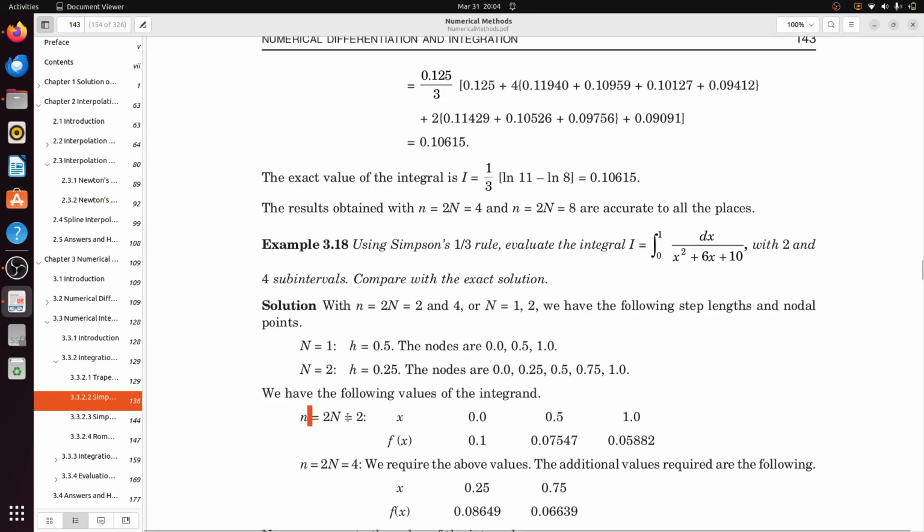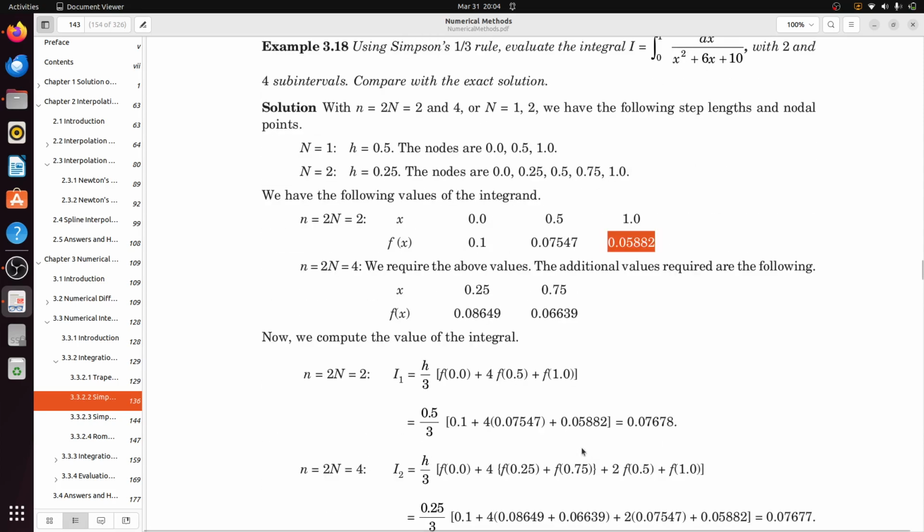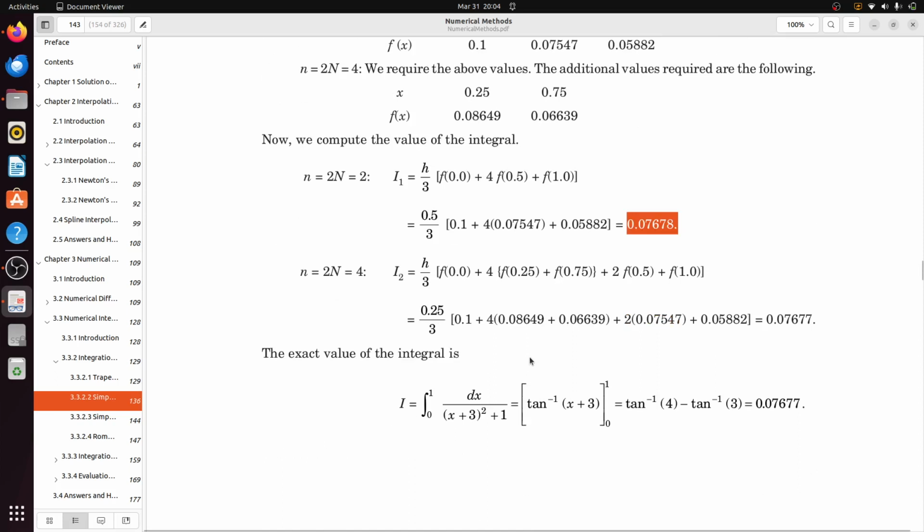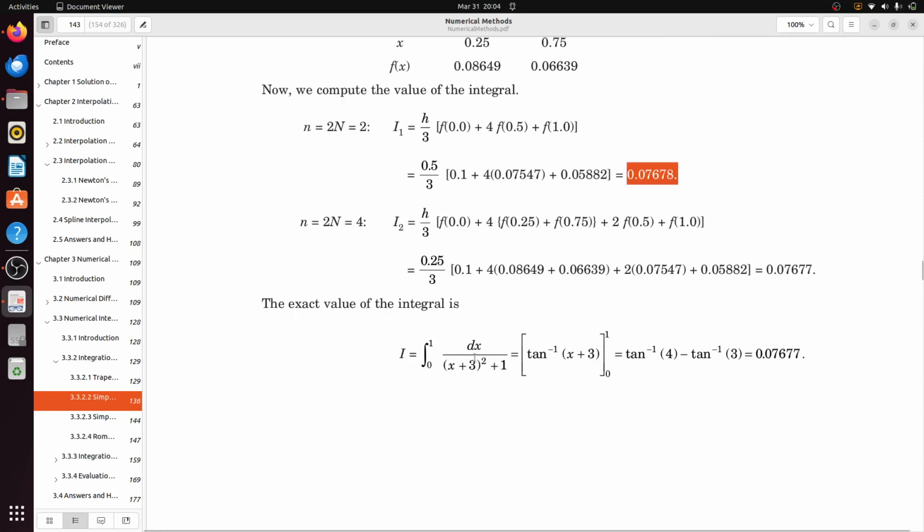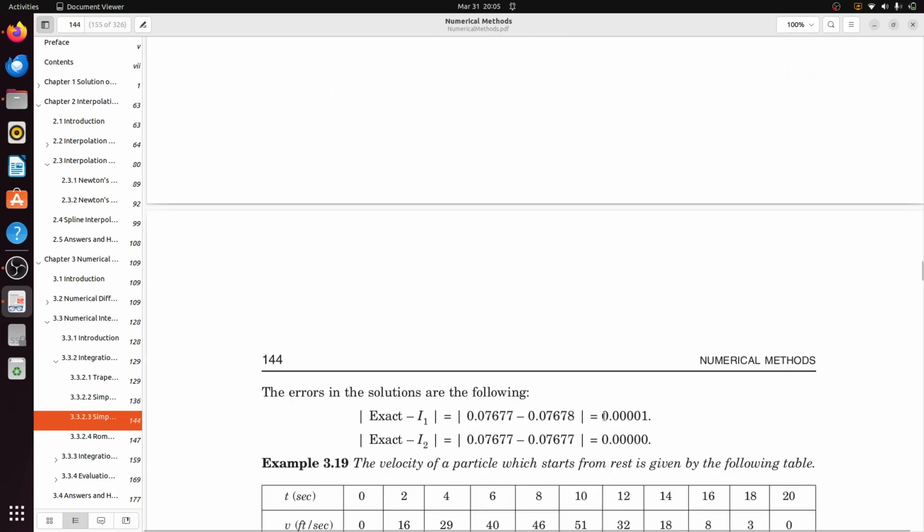For this you will get f(x) as 0.1, 0.07547, 0.05882, and you just use h by 3, 0.5 by 3. So you put here the value 0.07547, here 0.05882. Your answer will be 0.07678. These are actually very rigorous ones, and you see the error will be very little, 0.401 like that.